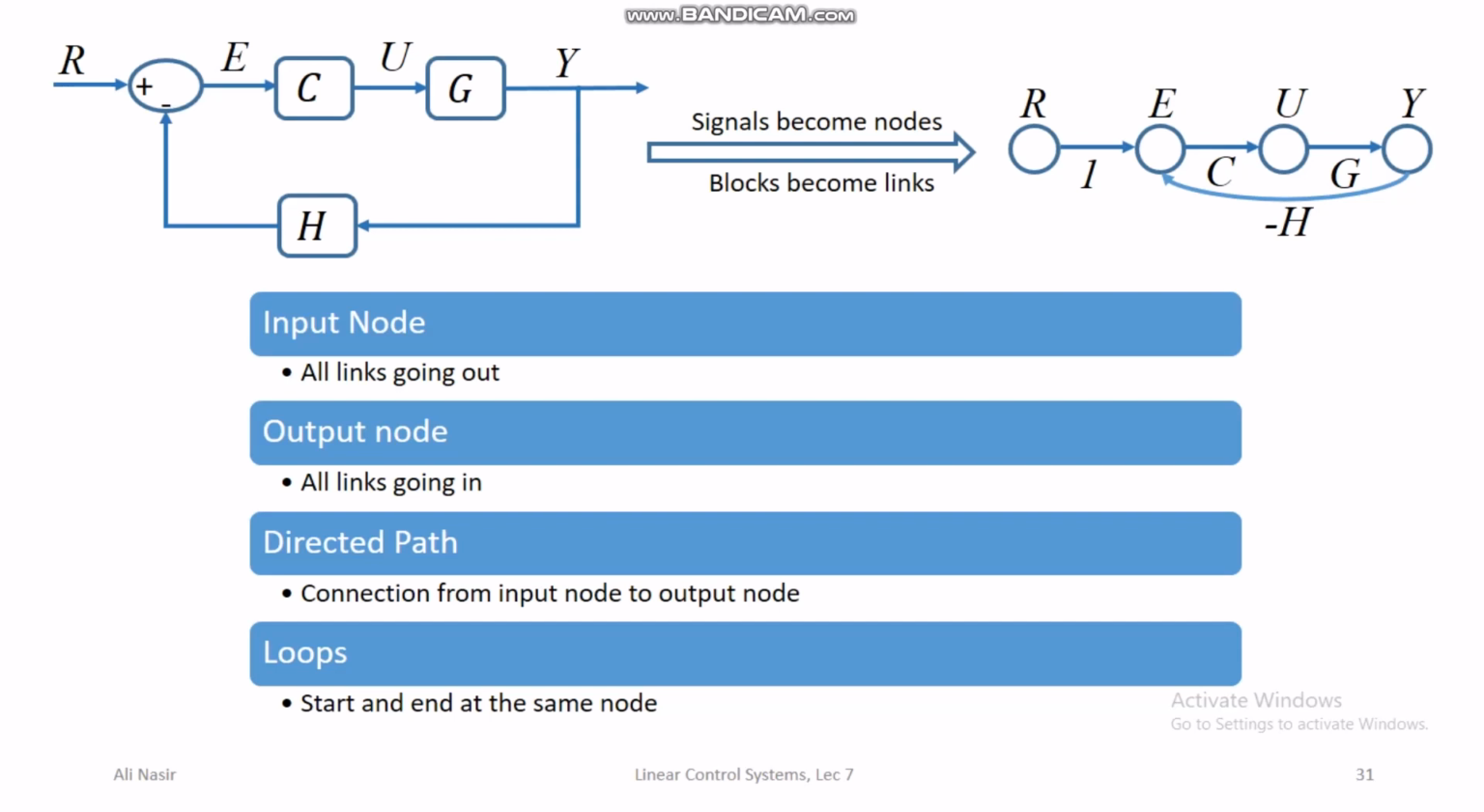An output node in the signal flow graph is a node for which all the links are going in. So in our signal flow graph, Y is not the output node, because not all the links are going in. If I draw it a little bit differently, then Y could have been the output node. If I had drawn one more node and defined one more signal, then there would be an output node. So far, the way I have drawn this signal flow graph, there is no output node.